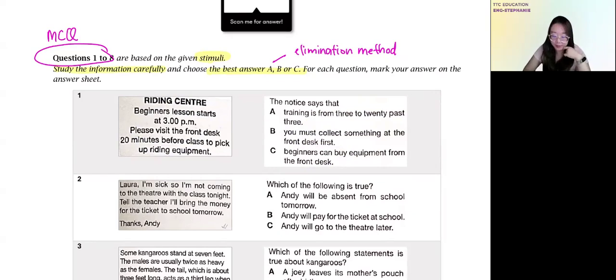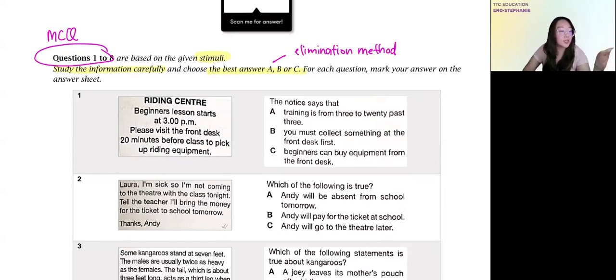For example, this writing center one. Beginners lessons start at 3 p.m. Please visit the front desk 20 minutes before class to pick up writing equipment. So this one is like a notice. A, the notice says that training is from 3 to 20 past 3. B, you must collect something at the front desk first. C, beginners can buy equipment from the front desk. So which one do you think is the answer?